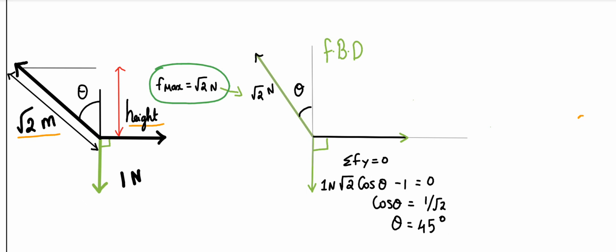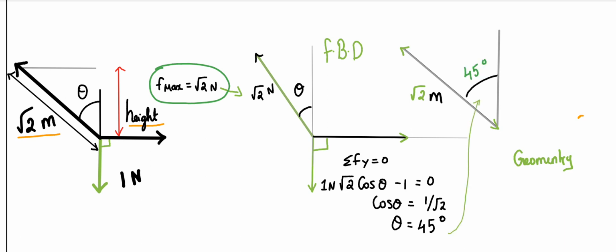So drawing the geometry of this diagram, I am drawing the geometry and substituting. You can see the known value is root 2 meter, and the other value is the unknown. By substituting theta equal to 45 degrees here, I can solve for this unknown, 1 meter. So the geometry here provides us with an additional equation to solve additional unknowns.